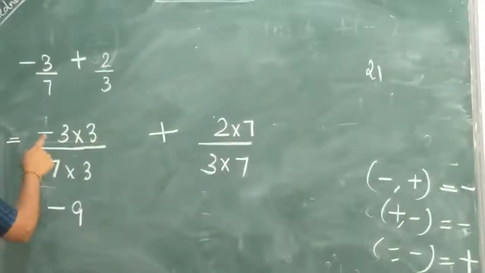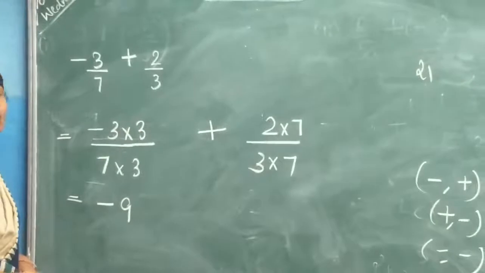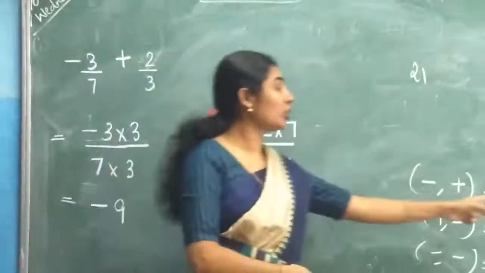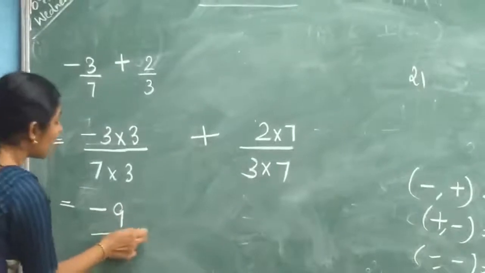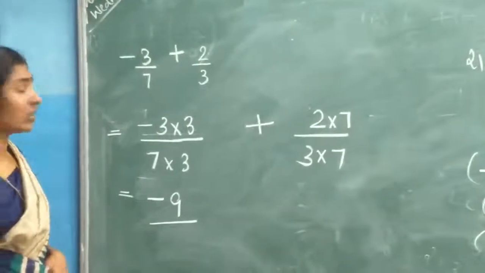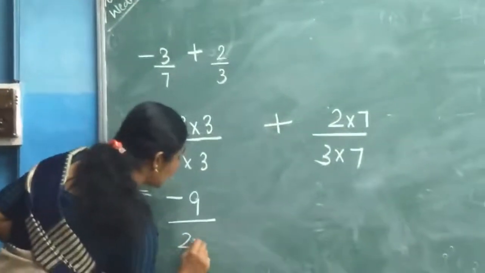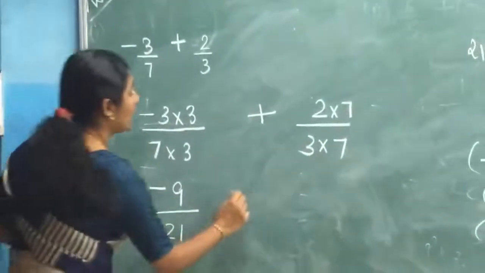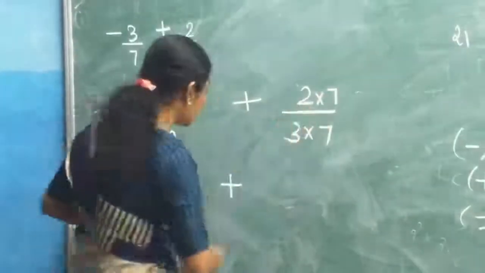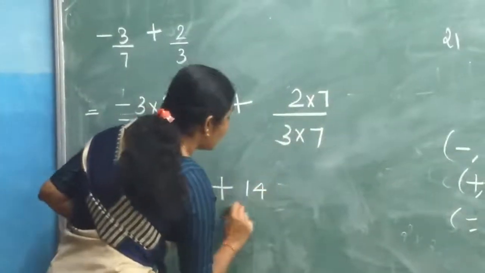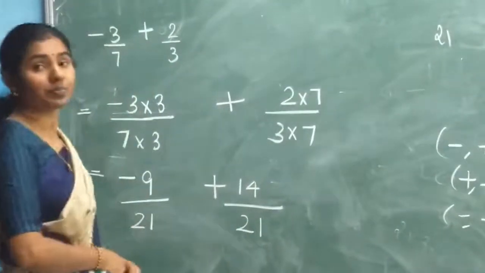When you are giving two negative numbers, its product you should give positive sign. Have you seen? Here, minus 3 is a negative number, 3 is a positive number. So, what sign should the product have? Negative sign. So this is minus 9 divided by the denominator, 7 3s are 21. See the next rational number, 2 7s are 14, divided by 3 7s are 21.